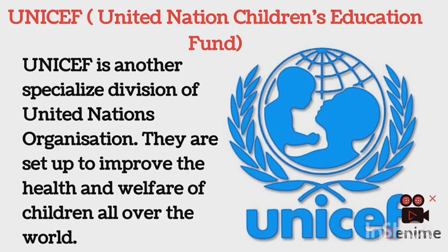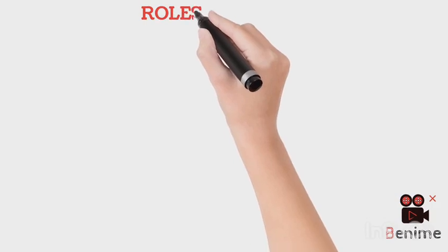So the major concern is towards the children, how the children are faring, how their health is, and they focus on children all over the world. And that's the purpose of setting up this particular health organization. So it focuses more on children that are suffering, children that are having issues. They are the ones saddled with the responsibility of making sure that children are in good health and have proper welfare. Let's look at the roles of UNICEF.